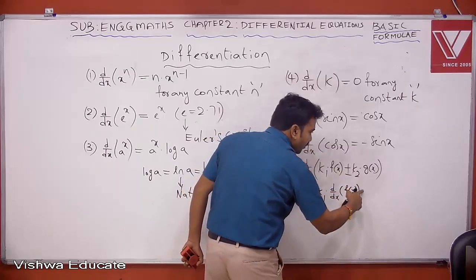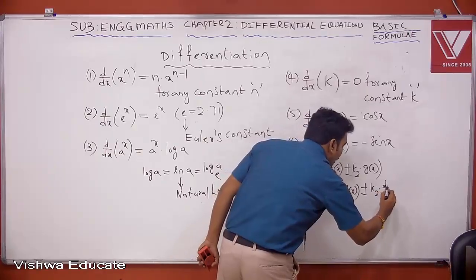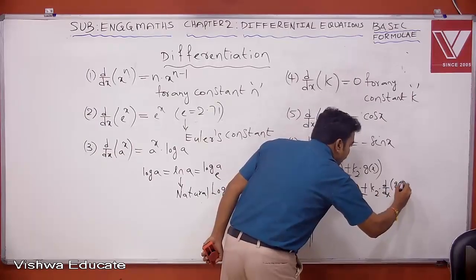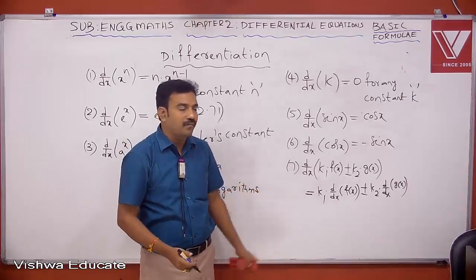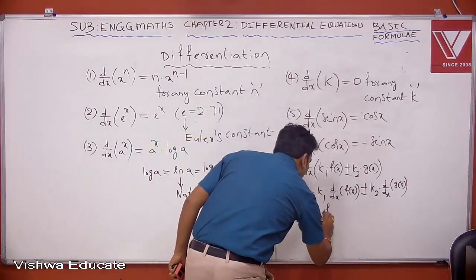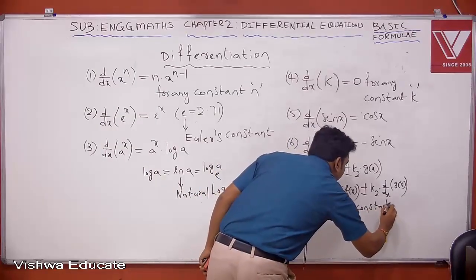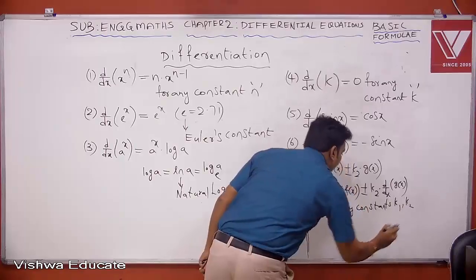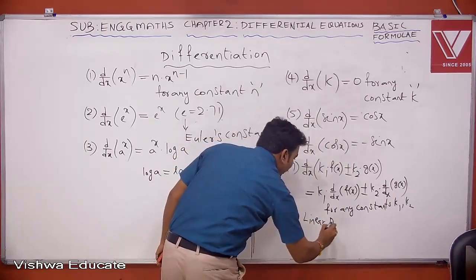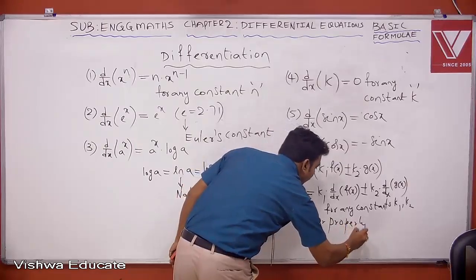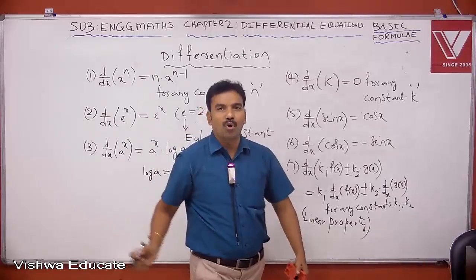If it is plus, write plus. If it is minus, we get minus. So plus or minus k2 into d by dx of g of x. That means constants can be taken before derivatives if they are multiplied with functions of x. And this is true for any constants k1, k2. This property is called the linear property for derivatives. Note all these formulae.